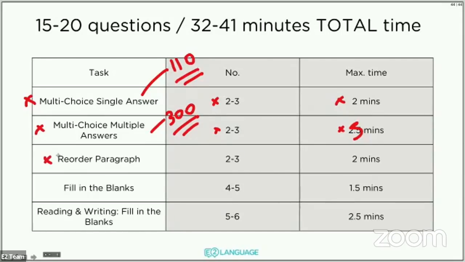Reorder paragraph, you'll get 2 or 3 of these on test day. You should only be spending about 1.5 to 2 minutes on these. Fill in the blanks. These texts are very short. You'll get 4 or 5 of them on test day, and they should take you no longer than 1.5 minutes, so 90 seconds on each of these.